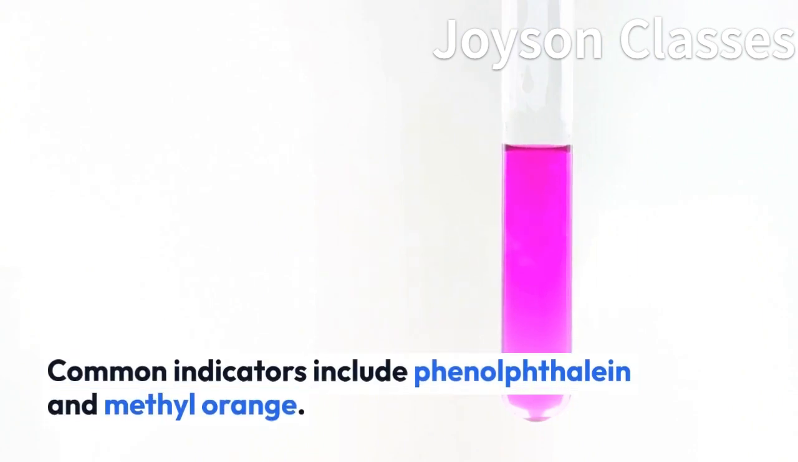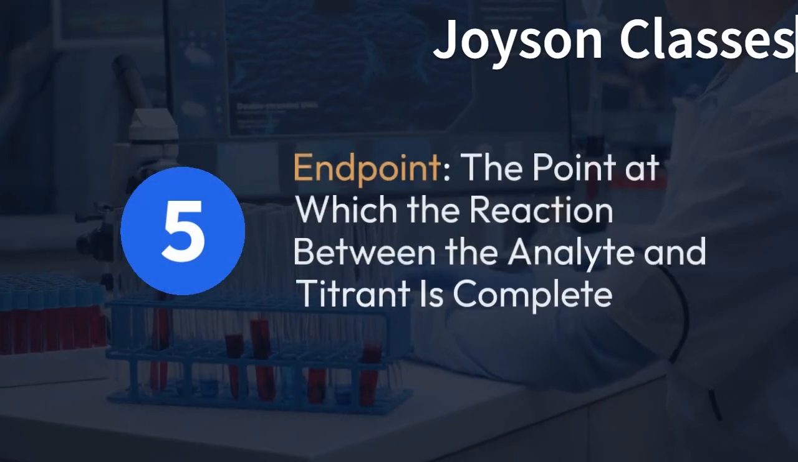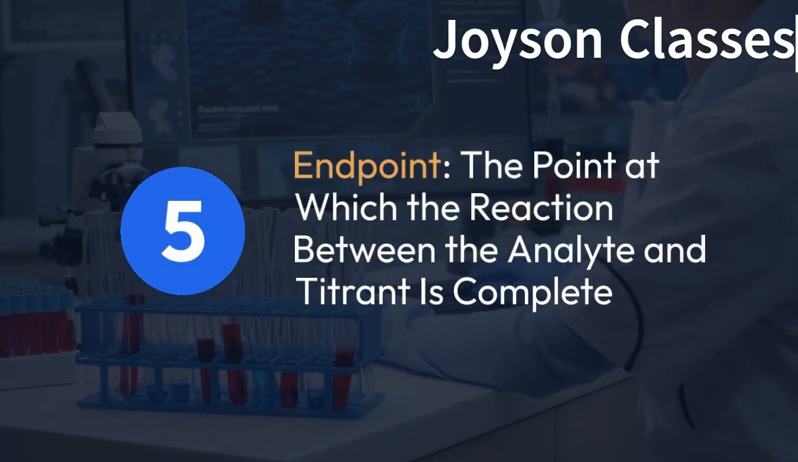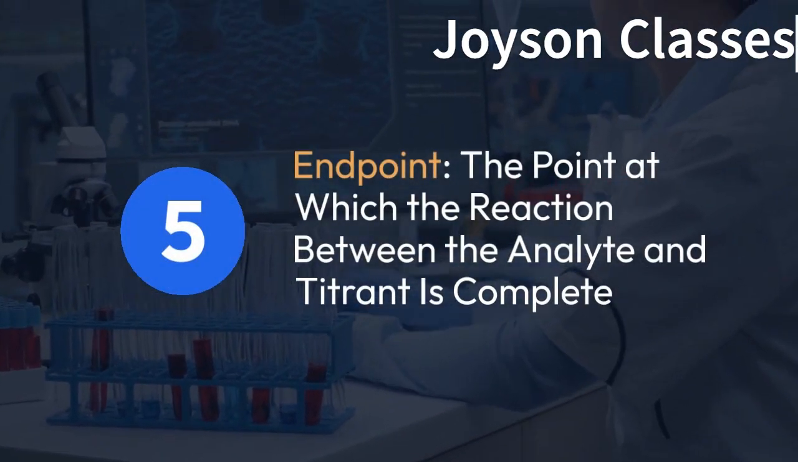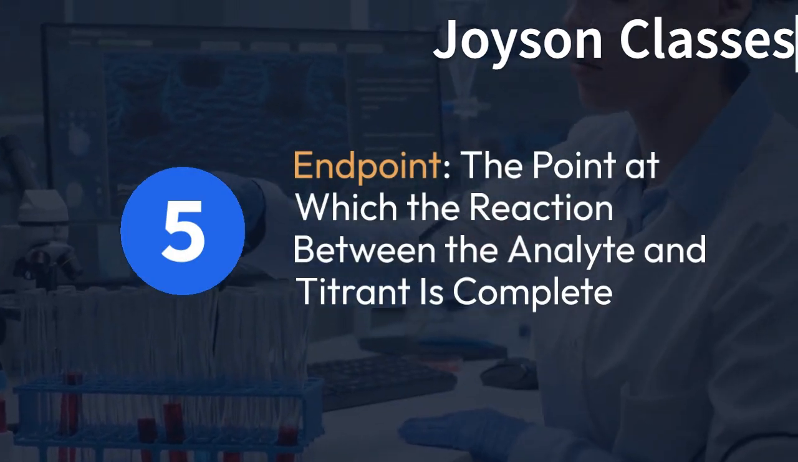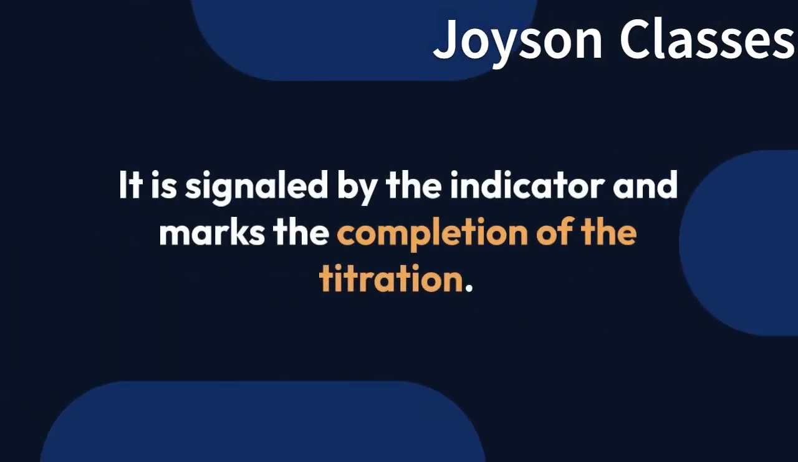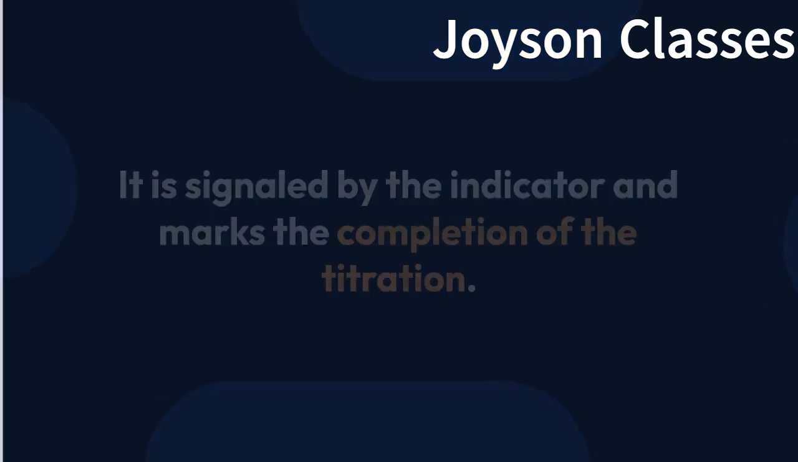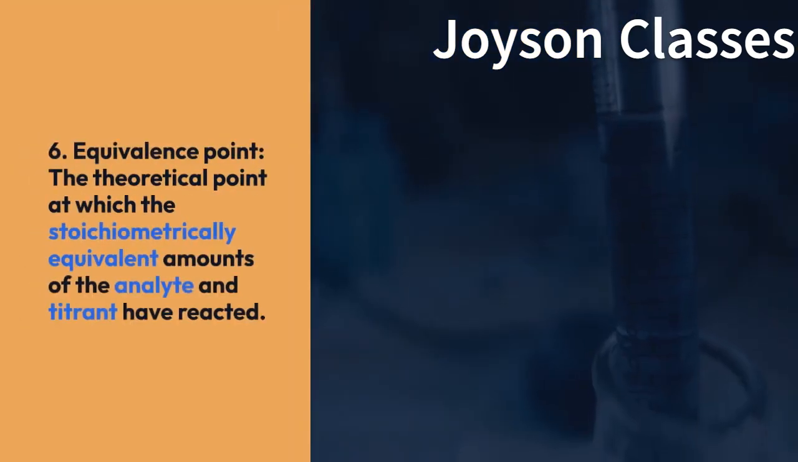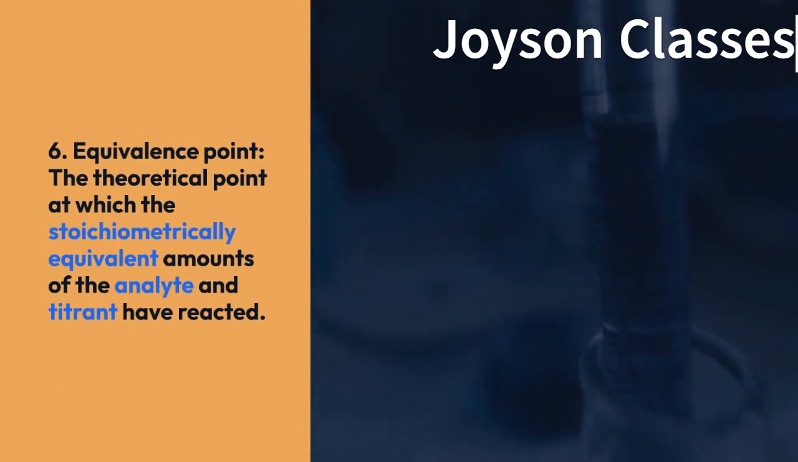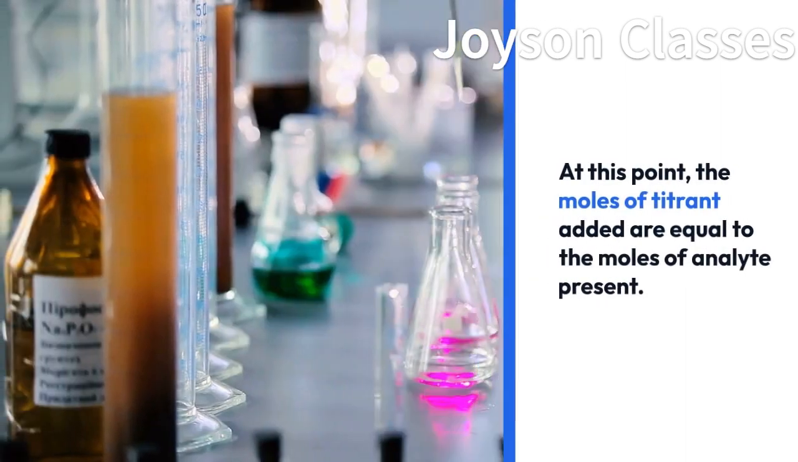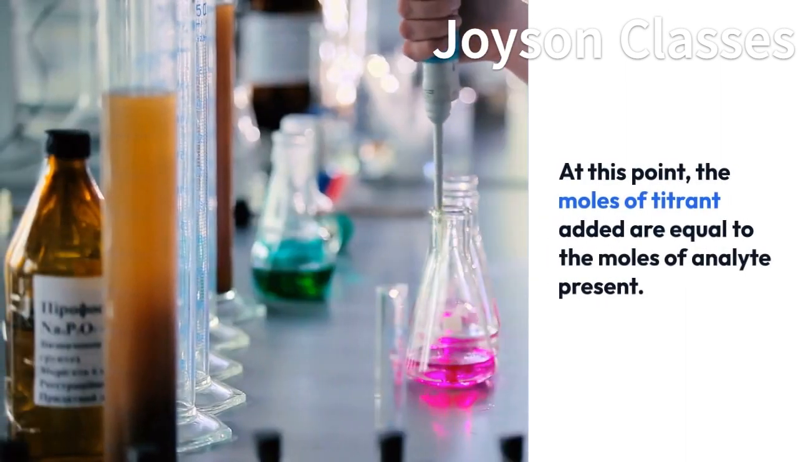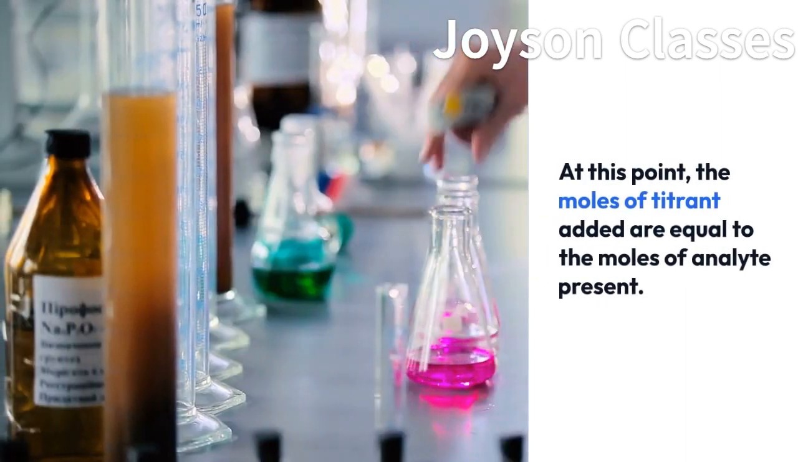5. Endpoint, the point at which the reaction between the analyte and titrant is complete. It is signaled by the indicator and marks the completion of the titration. 6. Equivalence point, the theoretical point at which the stoichiometrically equivalent amounts of the analyte and titrant have reacted. At this point, the moles of titrant added are equal to the moles of analyte present.